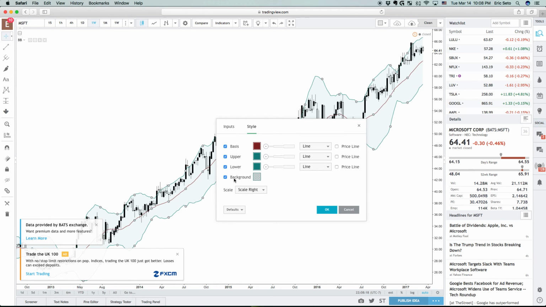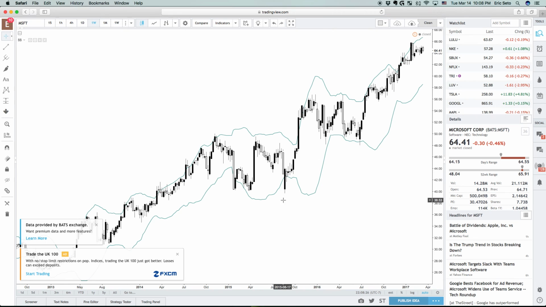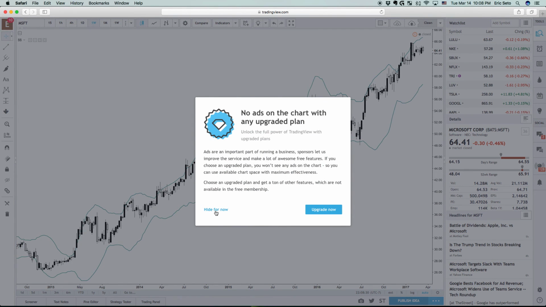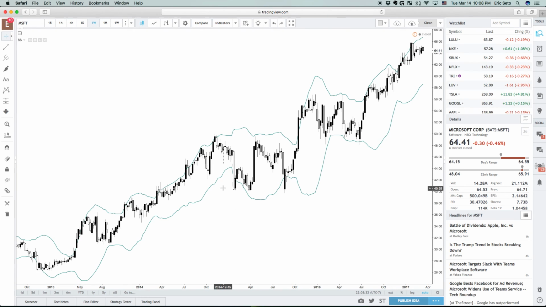Under style, I usually remove the background and the basis. So we don't need the middle line, basically. We just have the upper and lower line, and that's what we're using it for. So get rid of these. As you can see, I can see a bottom here. Bottom, bottom, bottom, bottom, bottom.